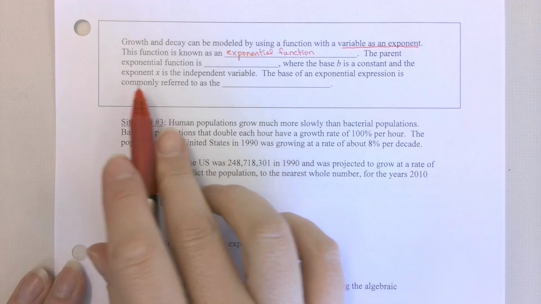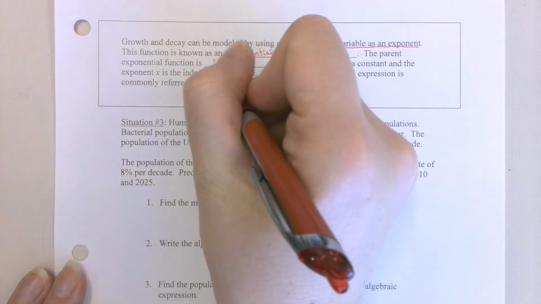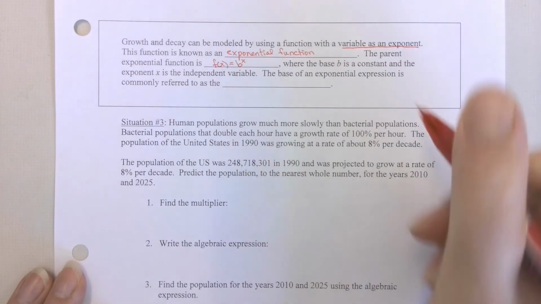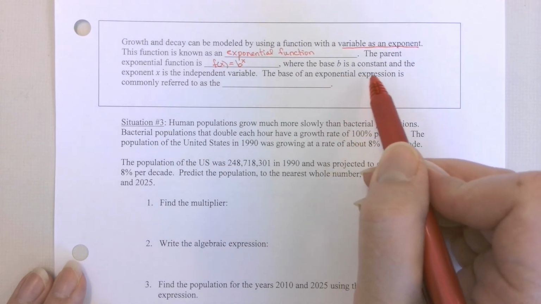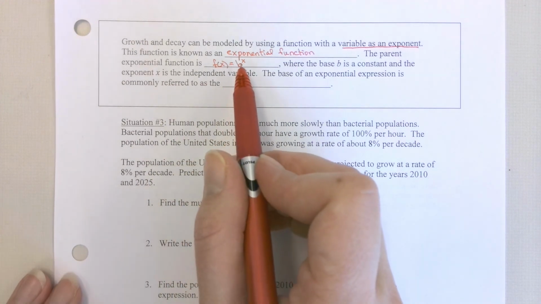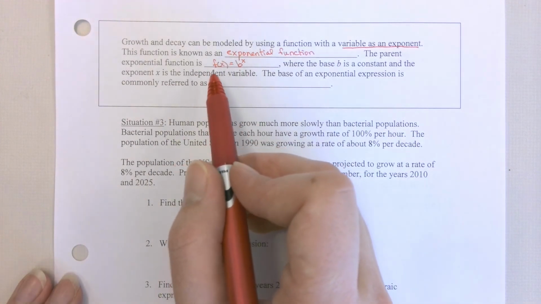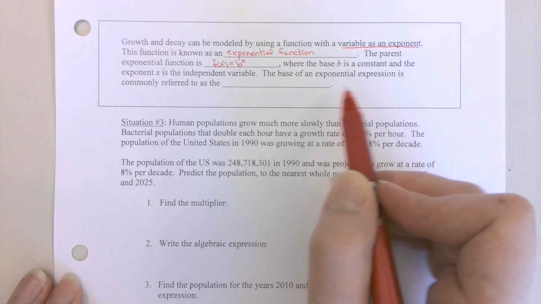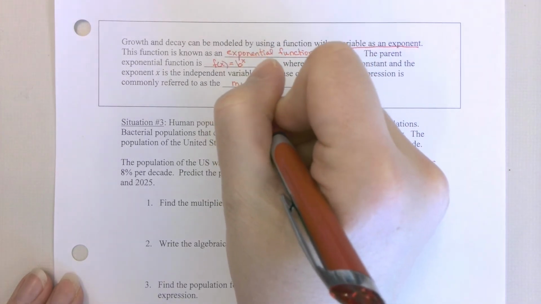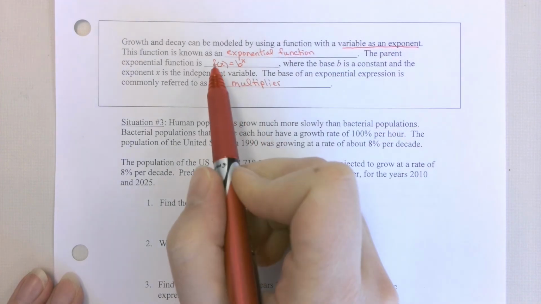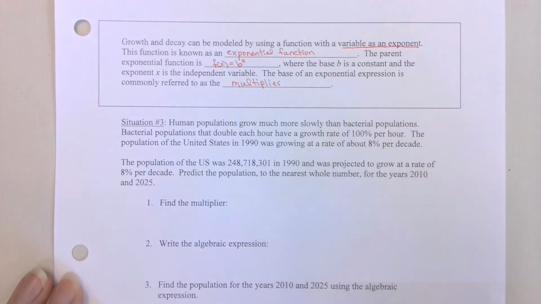The parent exponential function is f of x equals b to the power of x. And b is your base, which is a constant, and the exponent x is your independent variable. That's what we're going to put in, and we're going to get y, or f of x, out. The base of an exponential expression is commonly referred to as the multiplier. So this is your parent function. But I like to remember it in a little bit more of a simple term.